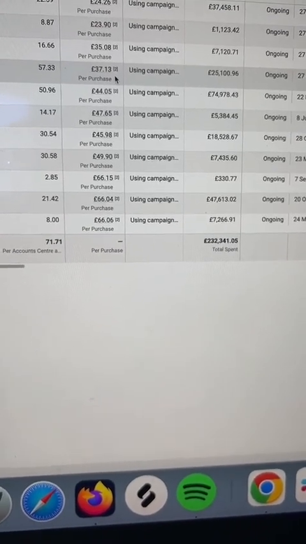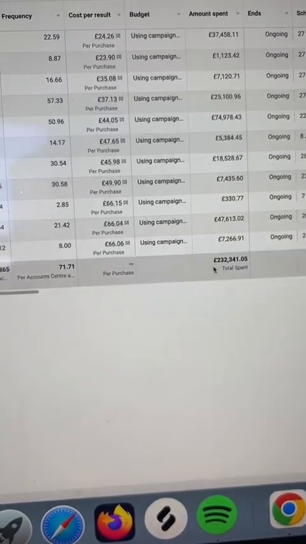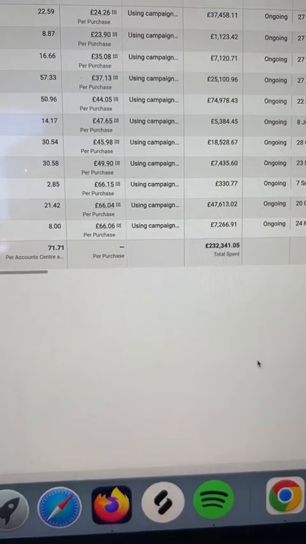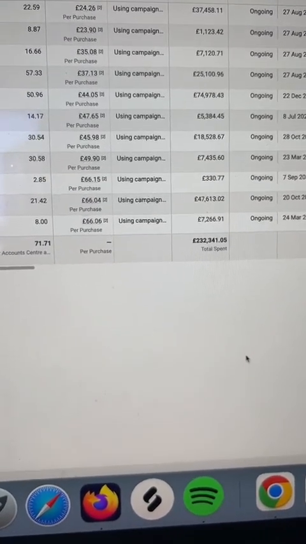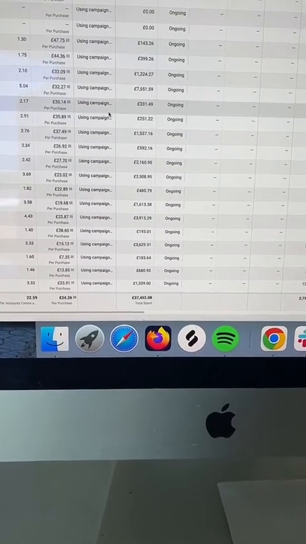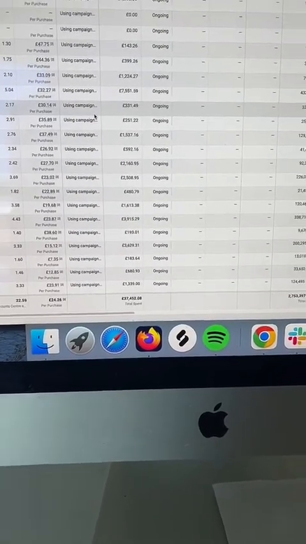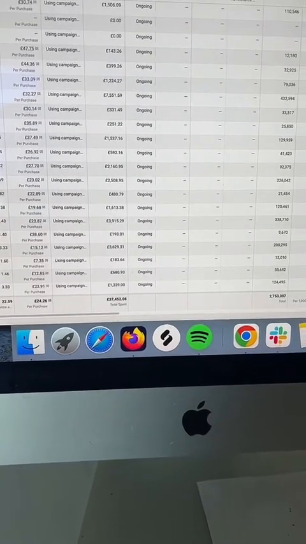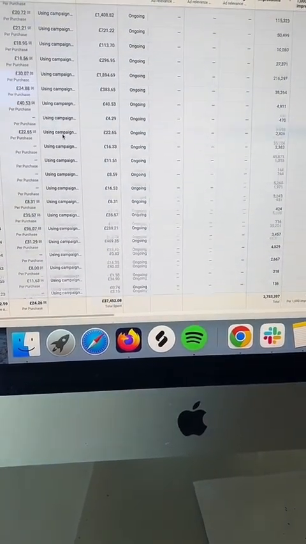But what you can see, the main thing here, is that the cost per purchase stayed pretty low. I mean, the average order value here is about £100. So this was still very profitable for the brand. I also just wanted to show you the number of ads that we ran in that top ad set. So we actually ran over 50 ads here.